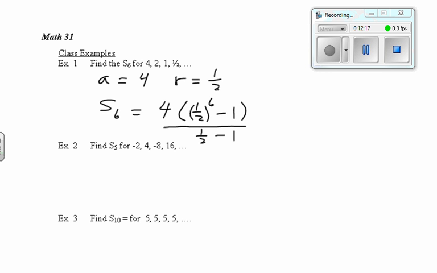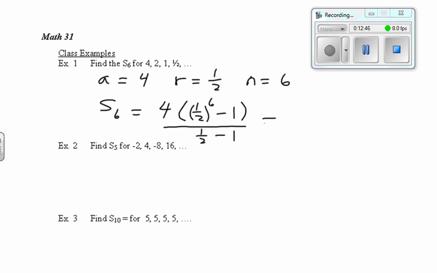All right, so all we do is simply substitute into this given formula. So we have a 4 for a, we have a 1/2 for r, and we have an n of 6. That's how many terms we want, right? Okay, so you know what would be really fun? Working this out without a calculator. Let's do it.